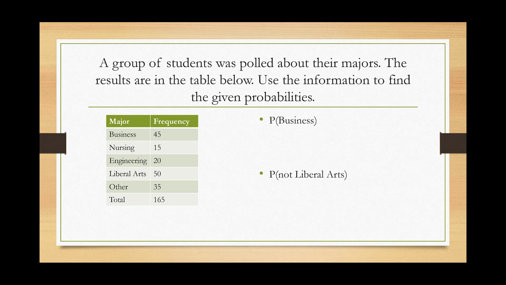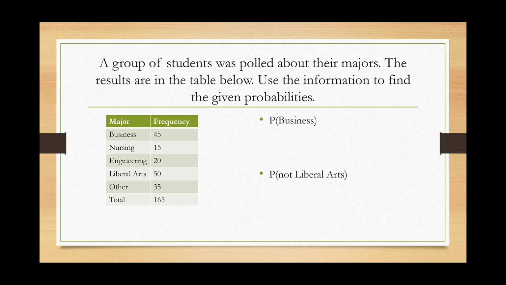Let's look at another chart. This time a group of students was polled about their majors. The results are given in the table. Use the information to find the probabilities. So notice we had 45 business majors, 15 nursing majors, 20 engineering majors, 50 liberal arts majors, 35 other majors, which gave us a total of 165 students.